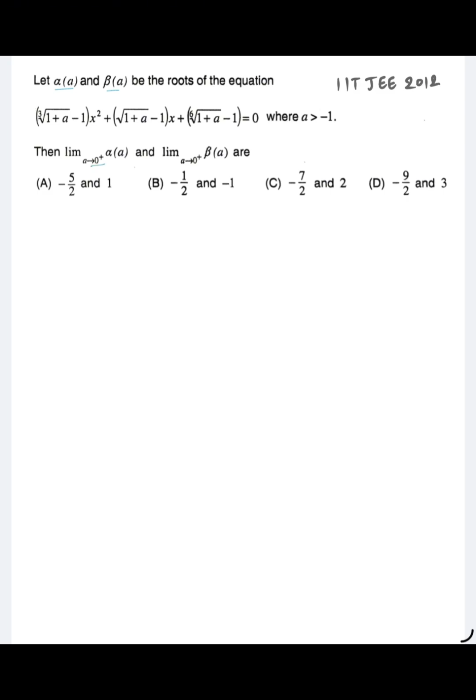So now, if a approaches 0 and we try to put that in this equation, then what will happen? This 1 plus a, whatever be the power, tends to just 1 when a approaches 0. So this term will be 0, this will be 0, this will be 0, and the equation disappears. So this is not the solution. So we have to first understand how we can simplify this equation.